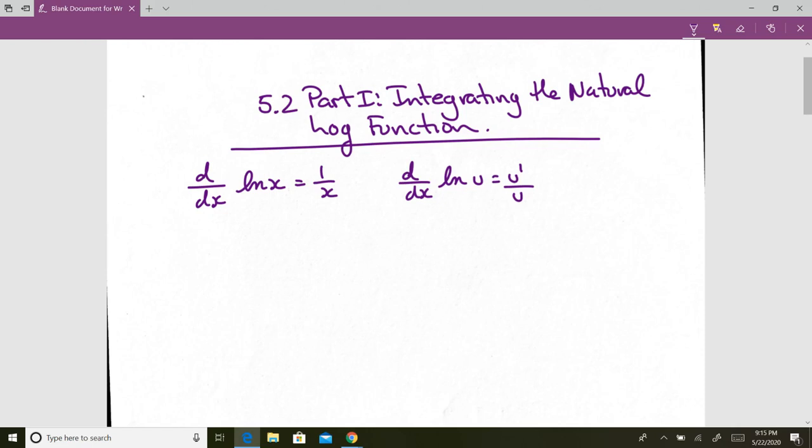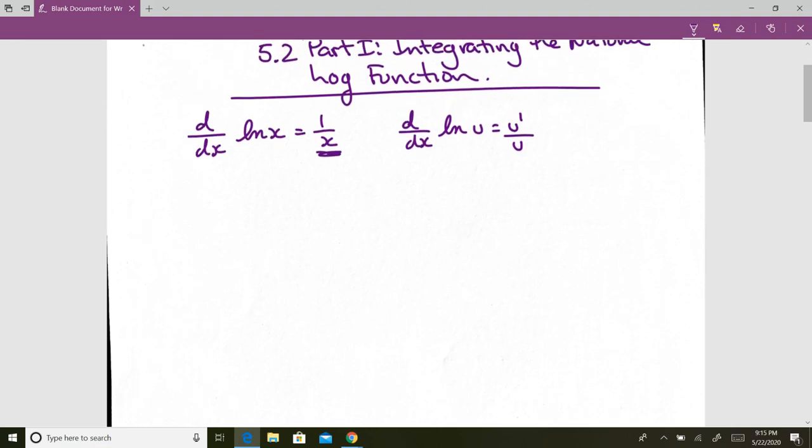Hopefully you completed that lesson and you remember that the derivative of the natural log of x is 1 over x, and the derivative of the natural log of u, being some function of x, is u primed over u. So if we're going to integrate, then you should be able to tell me what the integral of 1 over x dx is. Well, if the derivative of natural log gives you this, the integral is working backwards. So we should get the natural log of x, absolute value, plus c.